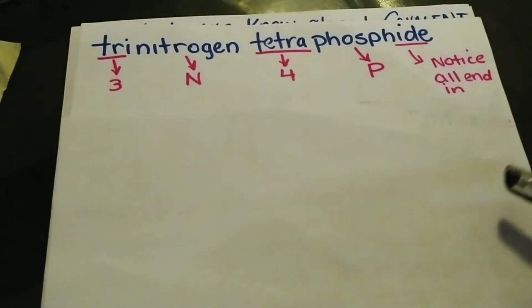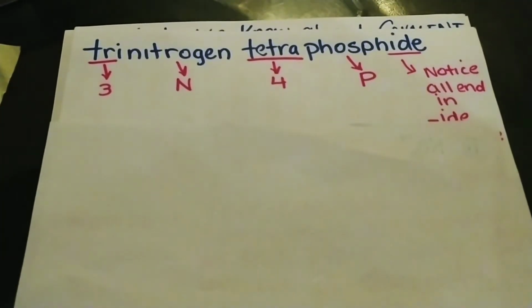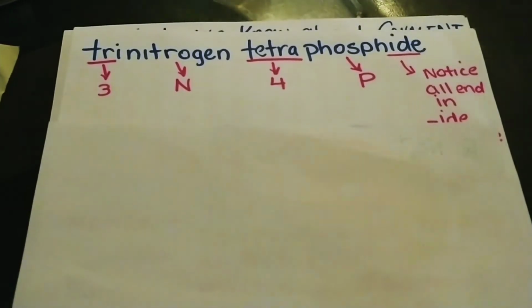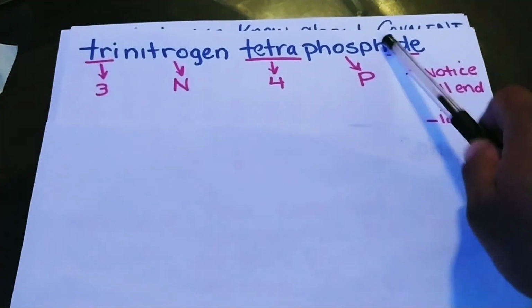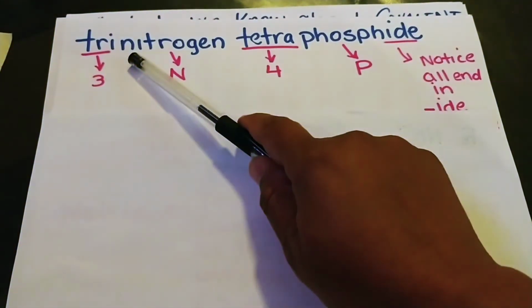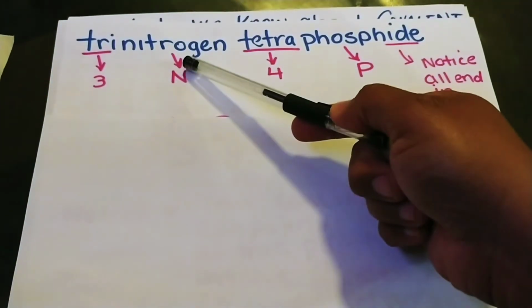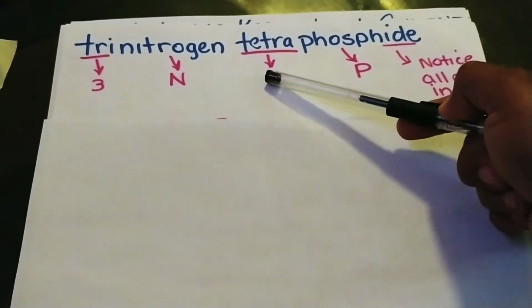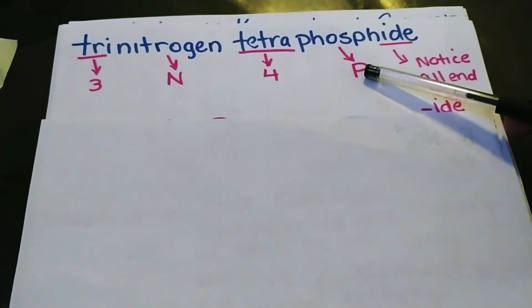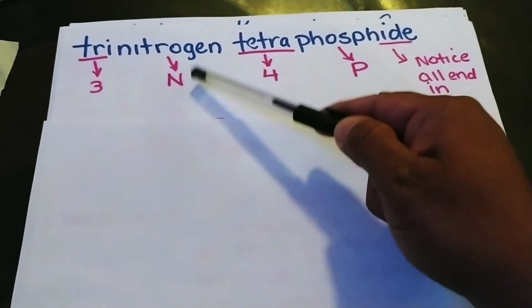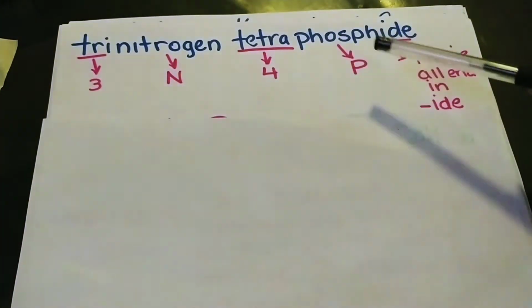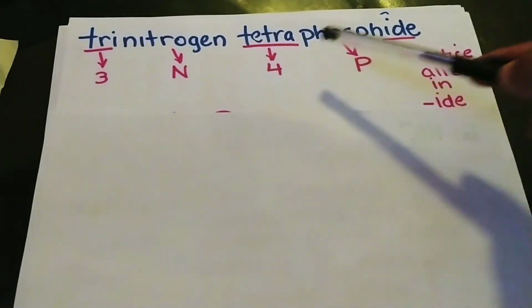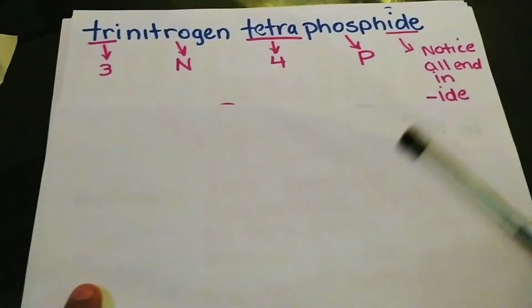Okay, here's another quick example, just on writing the formula, which we did prior. So trinitrogen tetraphosphide. Tri is 3, nitrogen is N, tetra means 4, phosphide is P. So remember, it's got to be the letter first. This number goes bottom right. Letter first, this number goes bottom right. So what is it going to look like? Just like that.